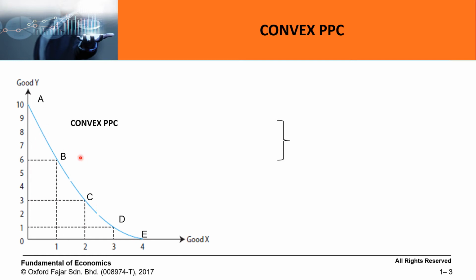Kalau pada masa akan datang, pilihan kita berubah lagi from point B to point C, kita akan dapati, okay, again, we have to sacrifice quantity good Y, tapi kali ini kita akan sacrifice banyak 3 units. Okay, and when point C move to point D, bila kita nak kira kita punya opportunity cost, kita dapati we have to sacrifice 2 units. And when point D move to point E, kita dapati opportunity cost kita hanyalah 1 unit of good X.